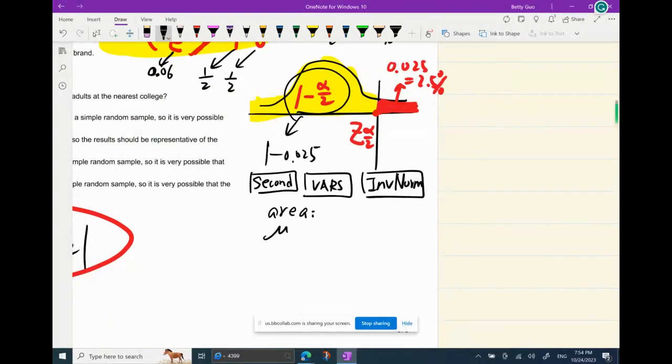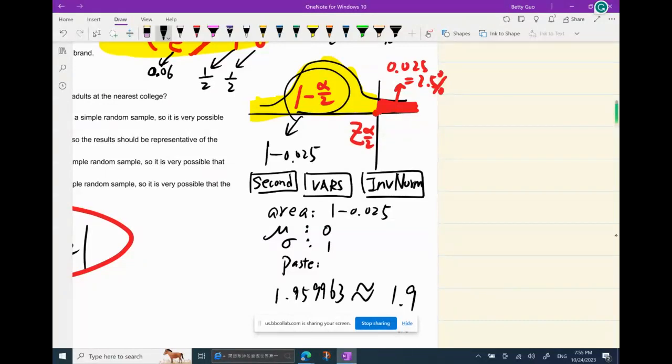Area, mu, sigma, paste. For the area, you don't have to worry about what 1 minus 0.025 is. Most of the time I don't even do that math. I'll just enter 1 minus 0.025. The calculator would do the job correctly, right? And mu is 0, sigma is 1, and paste. I got 1.95963. So I would round it to 1.96.